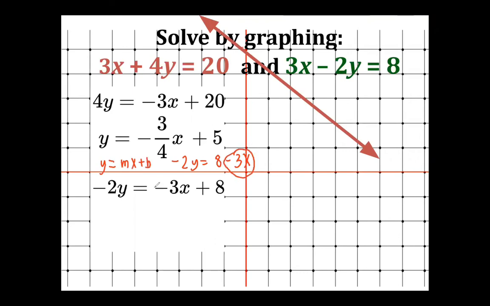And once you've done that, you can go ahead and divide both sides by negative 2 to isolate y. So negative 2 would cancel, and you would get y equals positive 3 over 2x, since negative 3 over negative 2 would just cancel out the negatives, and then 8 over negative 2, which would simplify to negative 4. And now this is your simplified equation. y equals 3/2 x minus 4, which you can now plot on your coordinate plane.